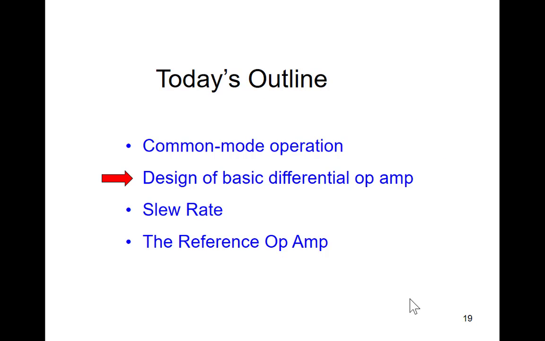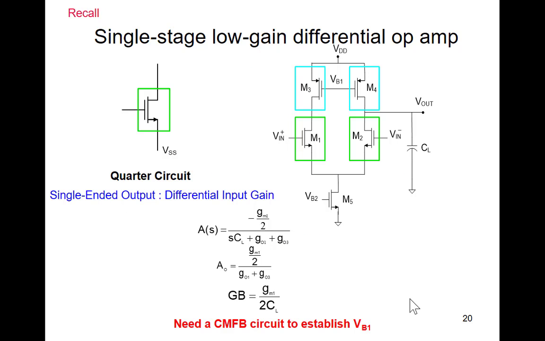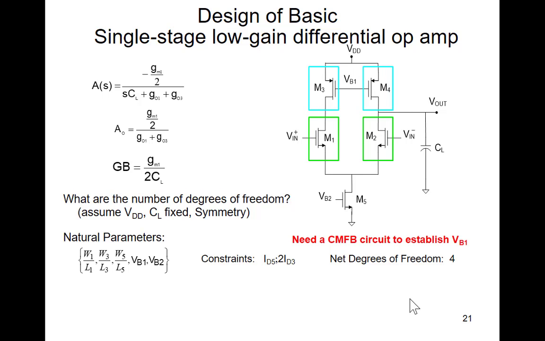Let's talk about the design now of the basic differential op amp. Recall, if we start with the common source amplifier, the single transistor common source amplifier, we get this differential amplifier shown on the right. And we calculated last time the gain bandwidth product and the bandwidth. And we did these almost by inspection from the properties of the quarter circuit. In the small signal parameter domain, the gain and the gain bandwidth product are characterized by the small signal parameters GM1, Gout1, and Gout3.